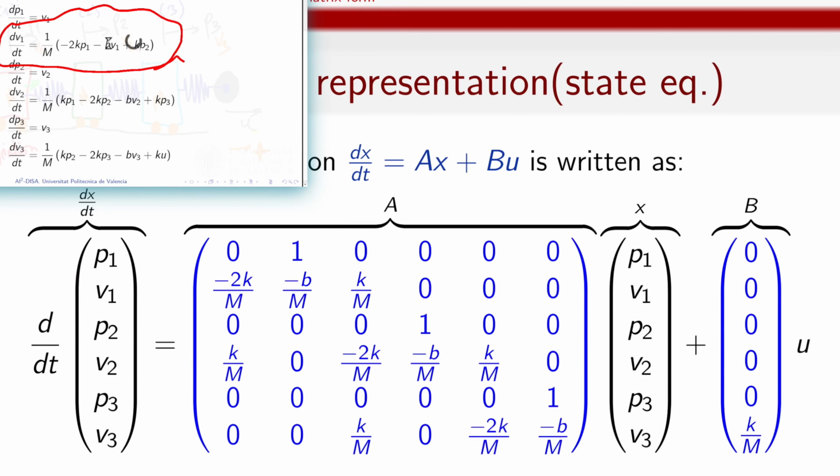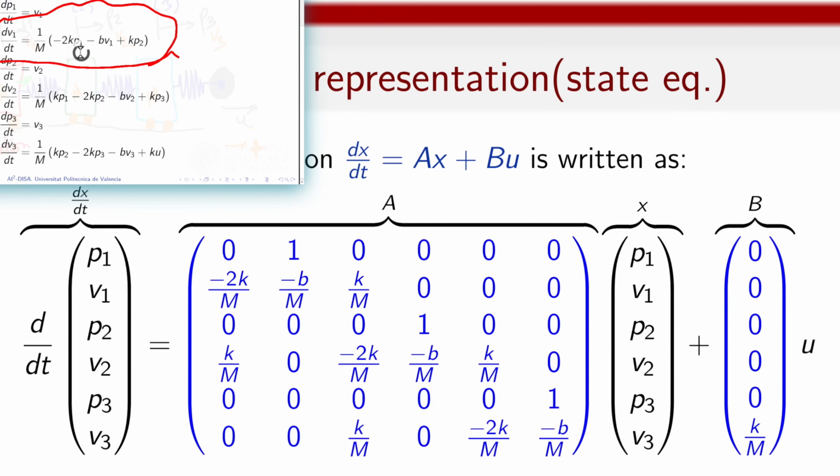Now, second equation, the acceleration of mass 1. If we extract coefficients, we'll see p1 in here is multiplied by minus 2k divided by m. So this factor in the matrix product will be multiplied by p1, and that's why it builds that coefficient. Now, speed 1 is multiplied by minus b over m. So this minus b over m is what will be multiplied by v1 in the matrix product. So this translates to this. And last, p2 is multiplied by k over m. So this k over m is indeed what will multiply p2 when we carry out the matrix product.